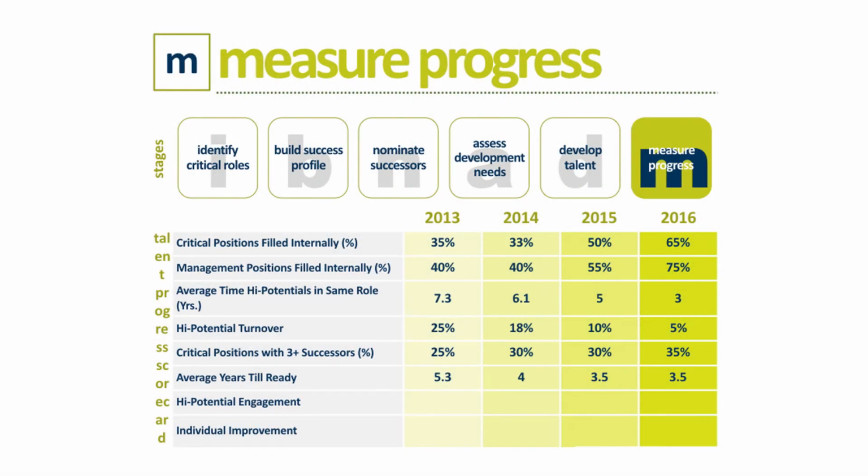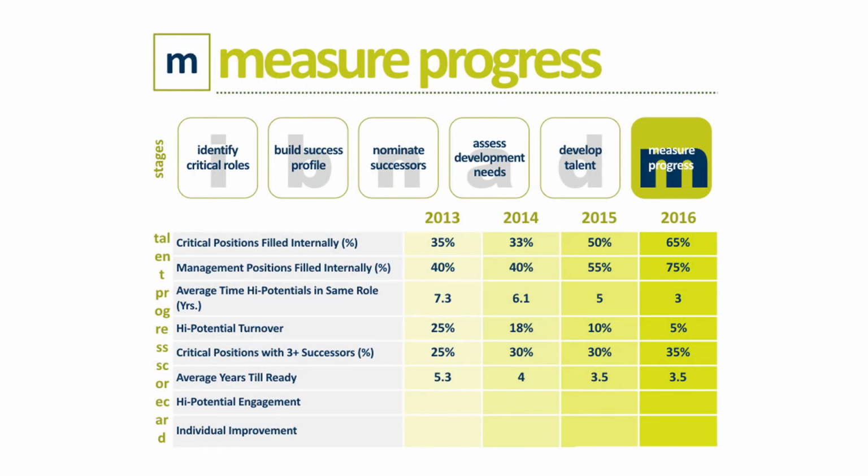Again, from a cost perspective, if certain roles have a high training cost, attach that cost to your percentages. But essentially, we want these numbers to go down. So if average time hypos are in the same role has been 5.7 years, we obviously want to set goals and move those numbers lower and attach any dollar figure that we can.